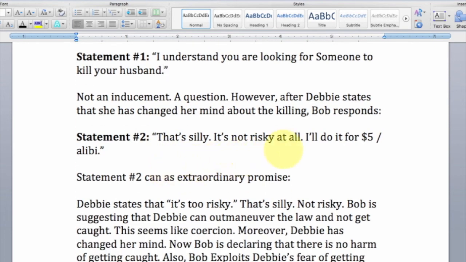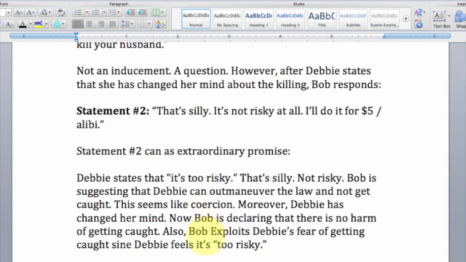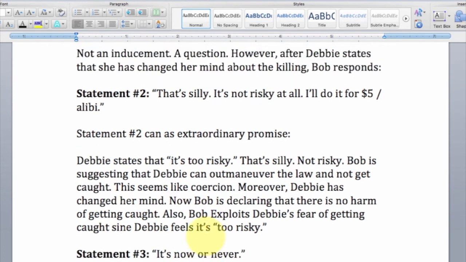Now that kind of sounds like it's an extraordinary promise, because Debbie's saying it's too risky, but Bob is suggesting that maybe Debbie can outmaneuver the law and not get caught. So that seems like coercion. And again, Debbie does say that she has changed her mind, and Bob says, "Hey, look, I'm promising that there's no harm of getting caught." So Bob does seem like he's exploiting Debbie's fear, because again, she says it's too risky. So it does seem that the government is putting into place an act of coercion here.